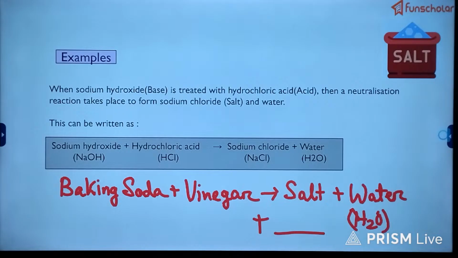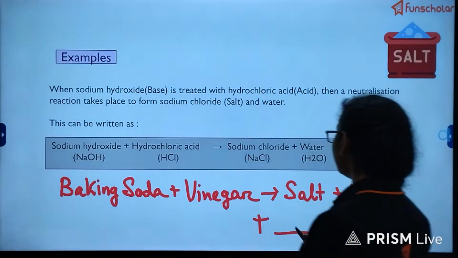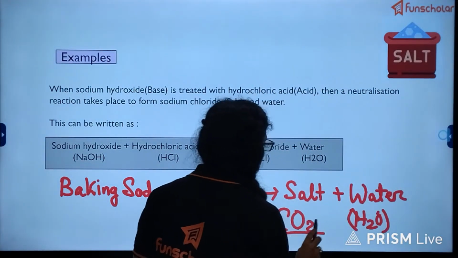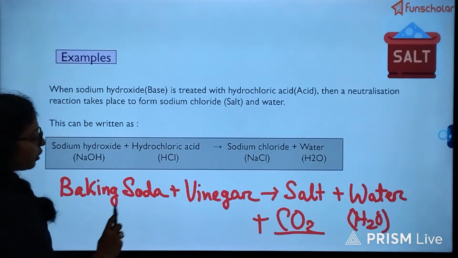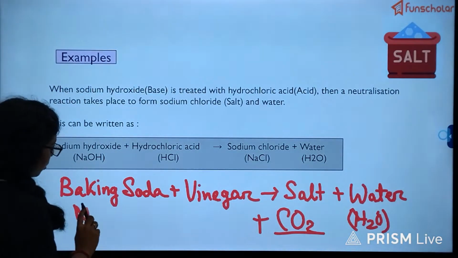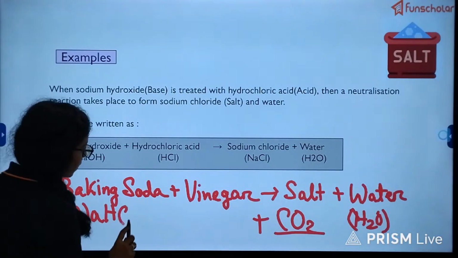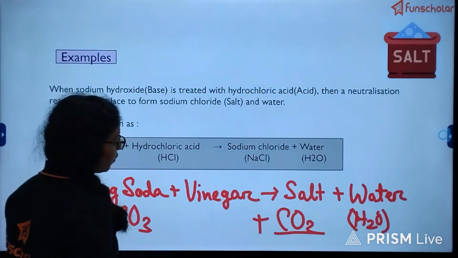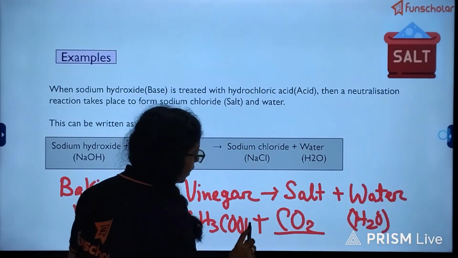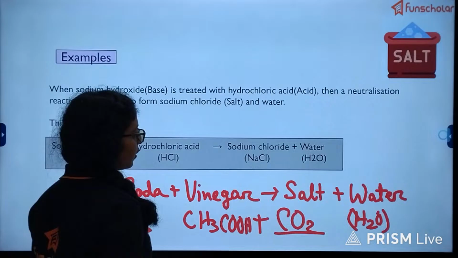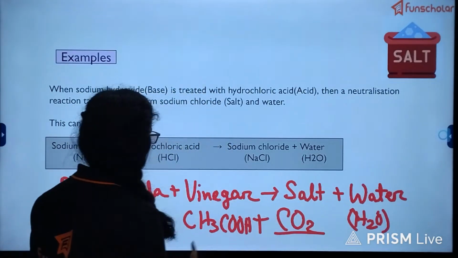So which gas is going to be formed here? Here it will be CO2 gas. Okay, so baking soda, what is the chemical formula of baking soda? It is sodium hydrogen carbonate, right? And vinegar is CH3COOH, right? So what happened here? There is water and there is carbon dioxide.